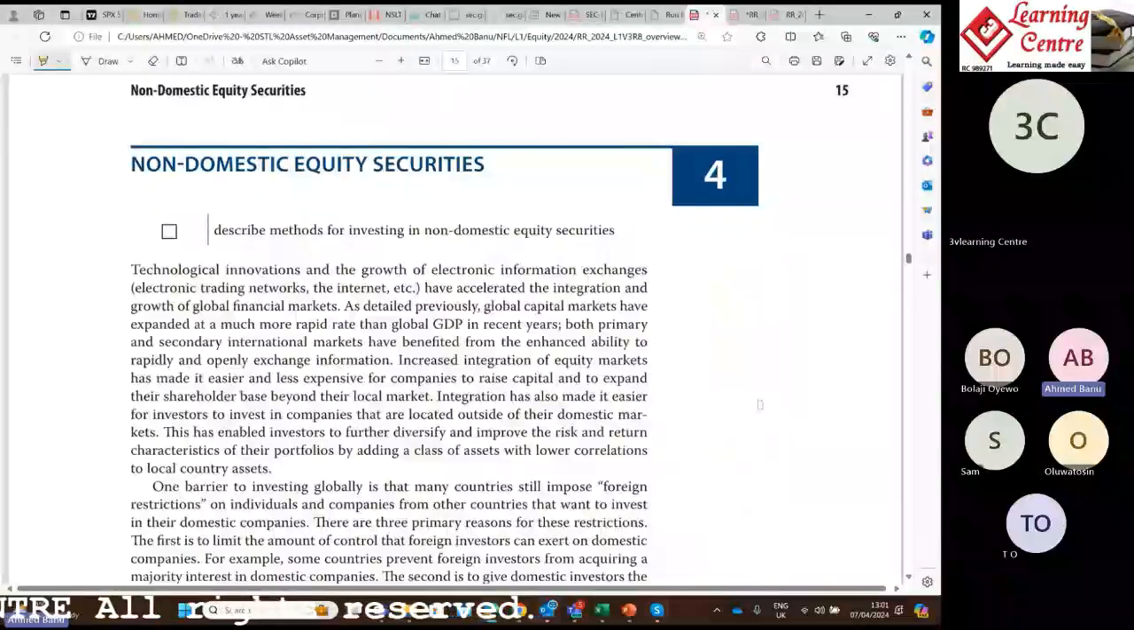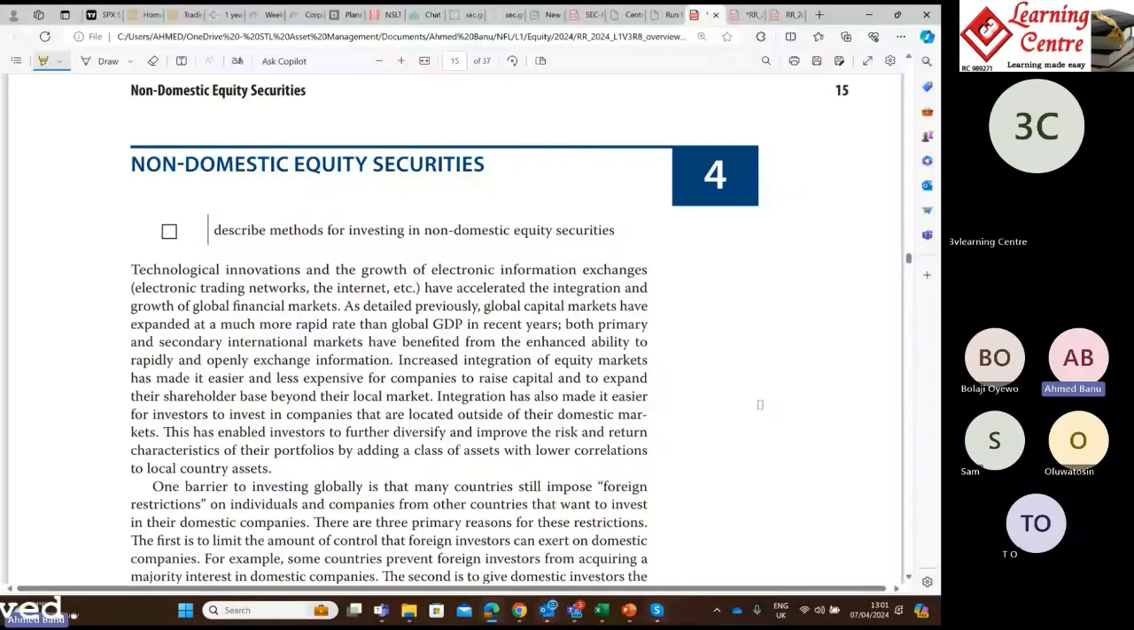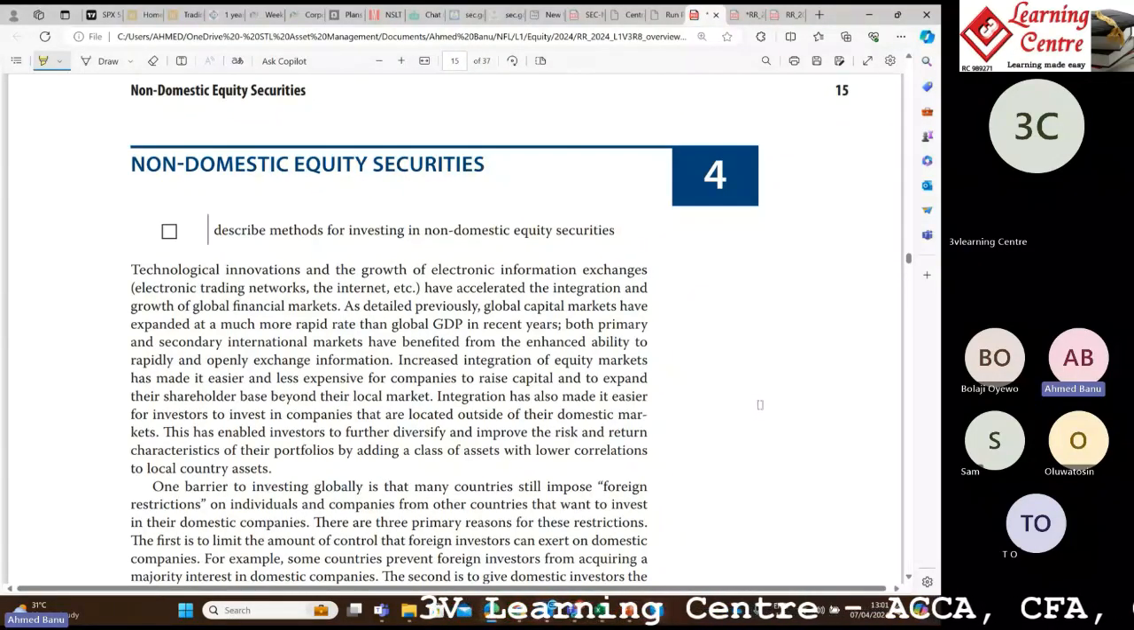Now, the curriculum moves further to talk about non-domestic equity securities. Non-domestic means that if you want to invest in international stocks, let's imagine you're in Nigeria and you want to invest in the American Stock Exchange. That's what we're talking about as non-domestic equity securities. It's kind of interesting that the world is now a global space. Technology has linked us.